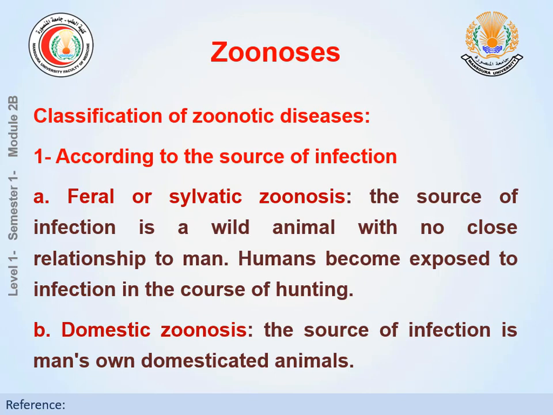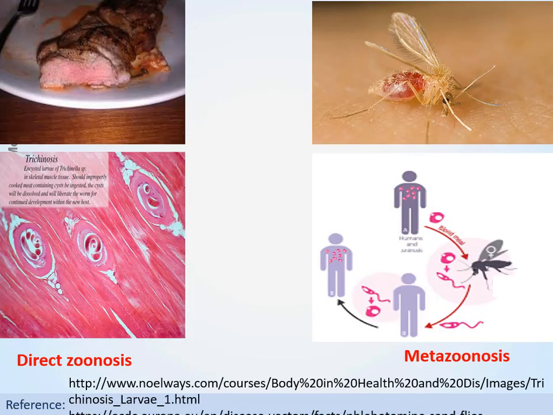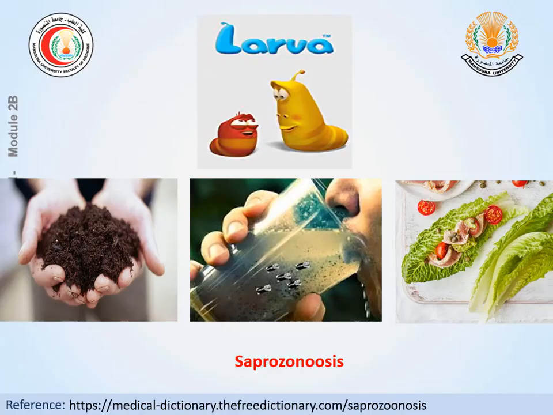Zoonoses can be classified according to the source of infection into domestic and sylvatic, and according to the method of transmission into direct, meta, and saprozoonosis. In direct zoonosis, infection is directly transmitted from an infected animal, for example, to man, while in metazoonosis, infection is transmitted to man via an arthropod. In saprozoonosis, a non-animal developmental site, such as soil and water, is responsible for transmission of infection.